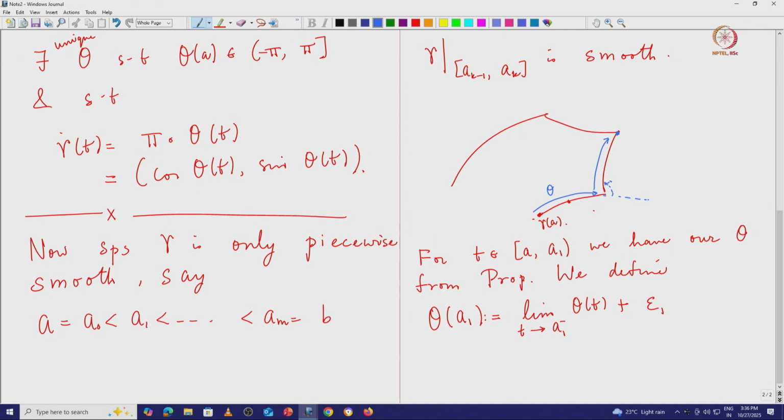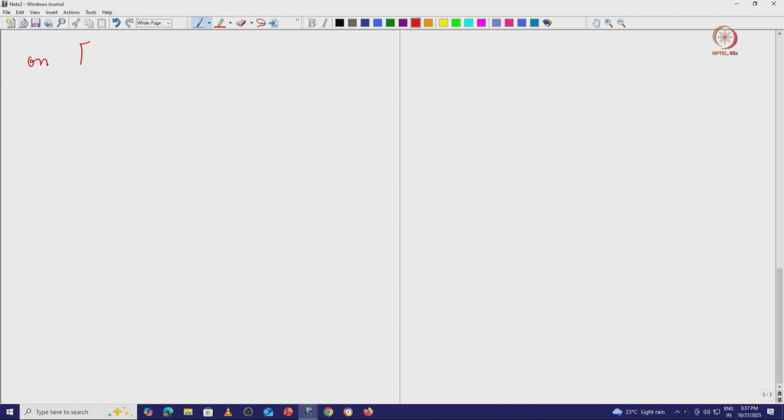So you keep doing this. In general, having constructed theta on this interval A to Ak, we define theta of Ak to be simply the limit as t approaches Ak from the left of theta of t, plus the kth external angle.